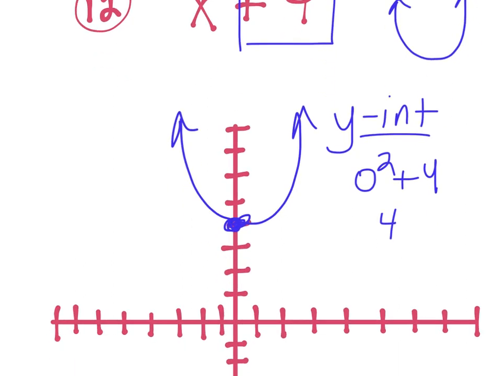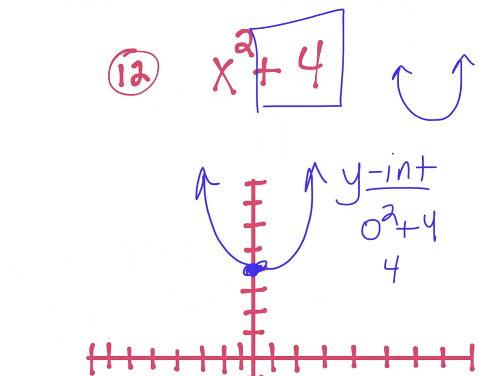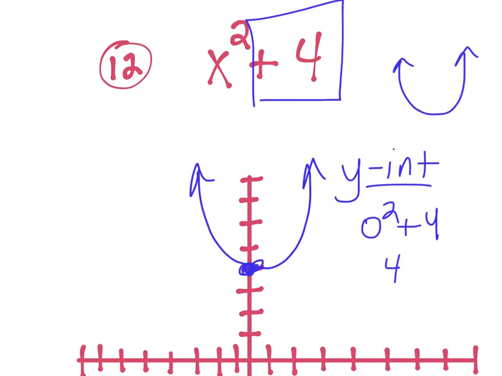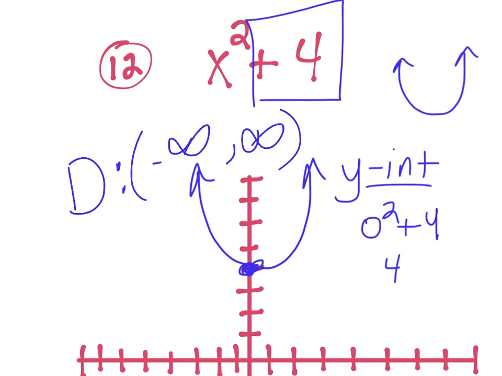So what is my domain here? What numbers can I plug in for x to get something out? 0. I can plug in 0. What else? Can I plug in any negative numbers? What's negative 1 squared? 1, plus 4 is? 5. Okay, I can use negative 1. Can I use negative 10? What's negative 10 squared? 100, plus 4 is 104. So I can use any negative numbers in the world. Can I use any positive number in the world? Yeah. So what's my domain here? Negative infinity to positive infinity. I can use anything I want.